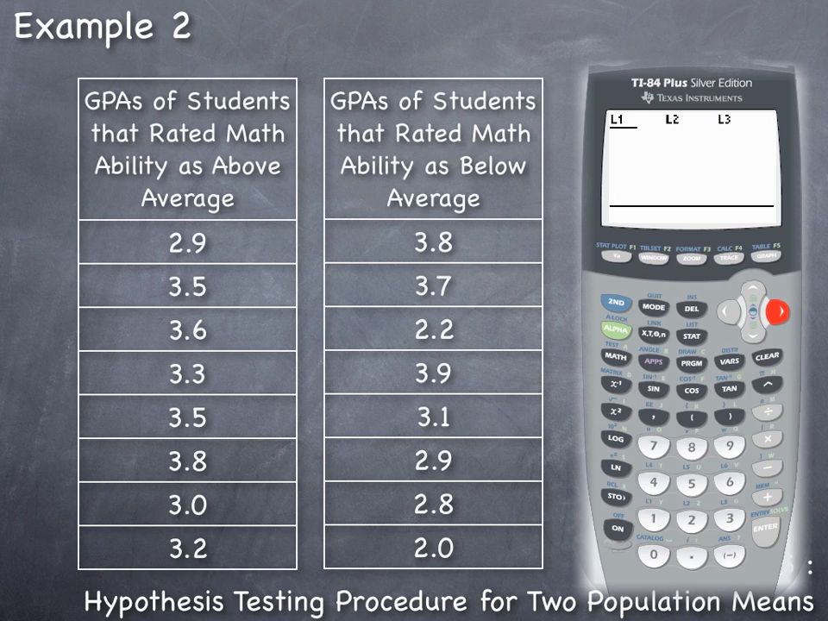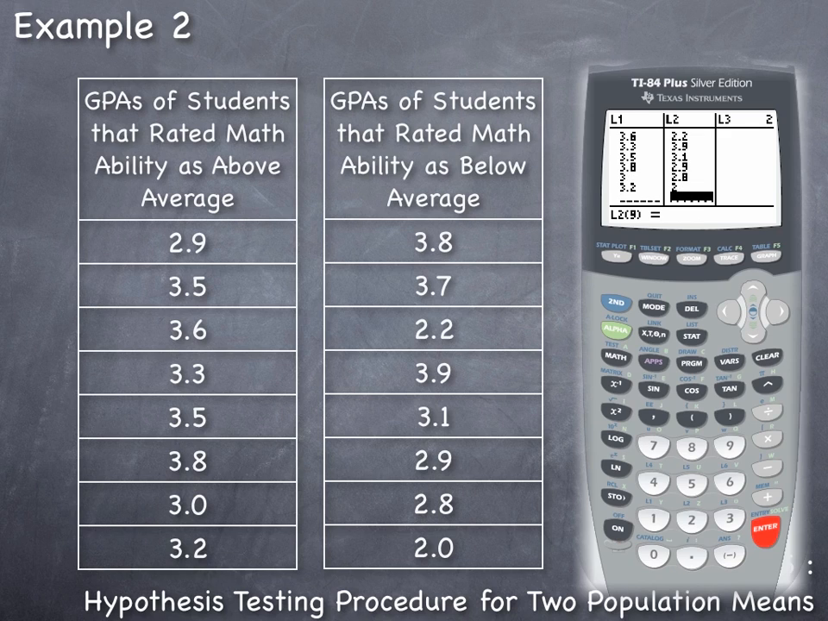The second list is where we enter our second sample. The GPAs were 3.8, enter, 3.7, enter, 2.2, enter, 3.9, enter, 3.1, enter, 2.9, enter, 2.8, enter, 2.0, enter.